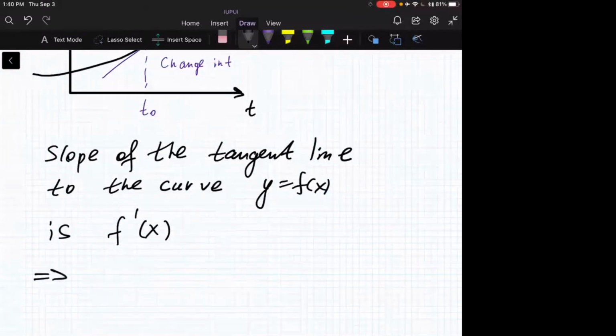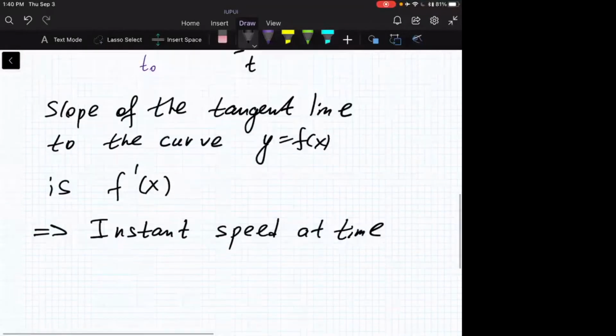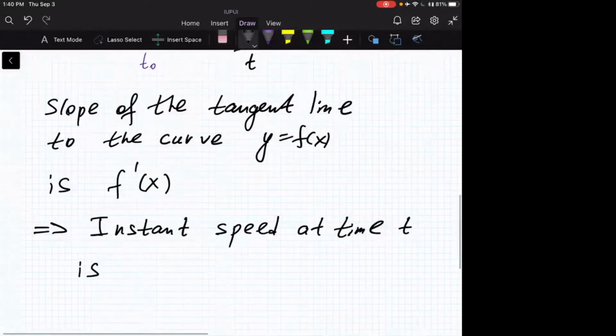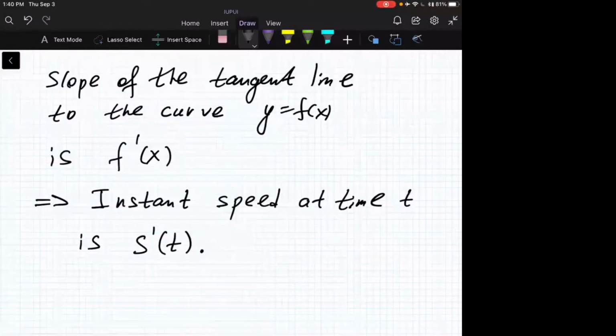And so that means that our instant speed at time t is just the slope of the tangent line. If our distance is described by the function s of t, then the instant speed will be the derivative of that function.